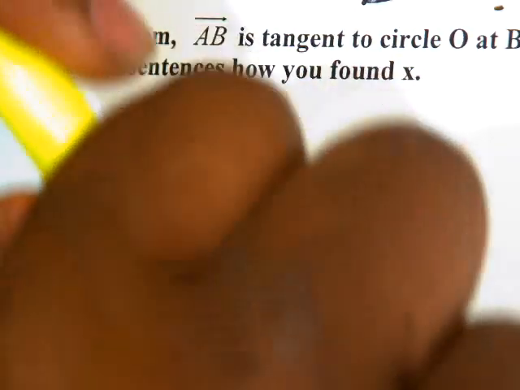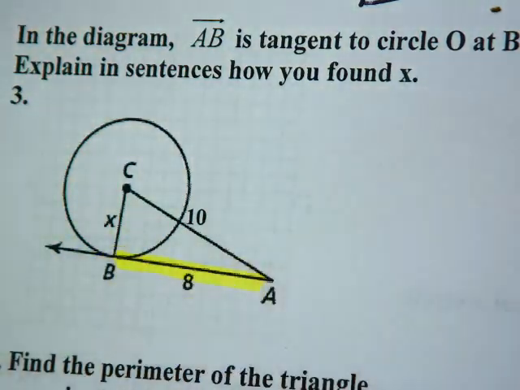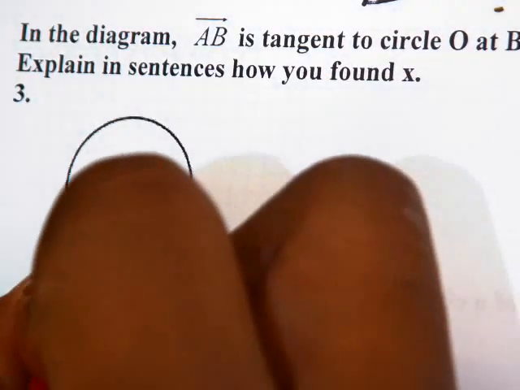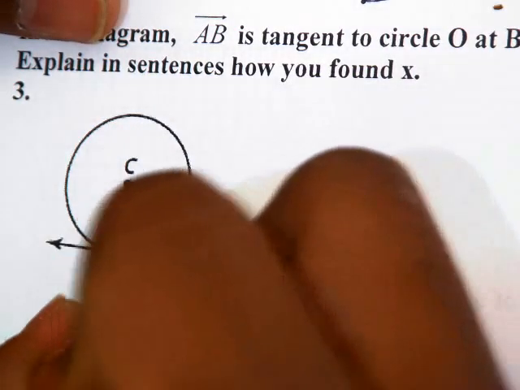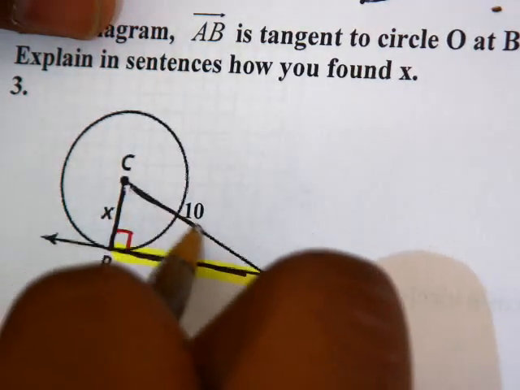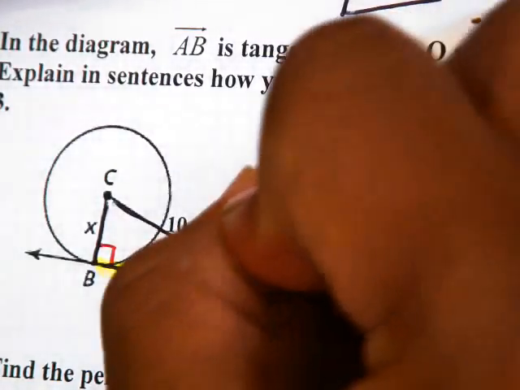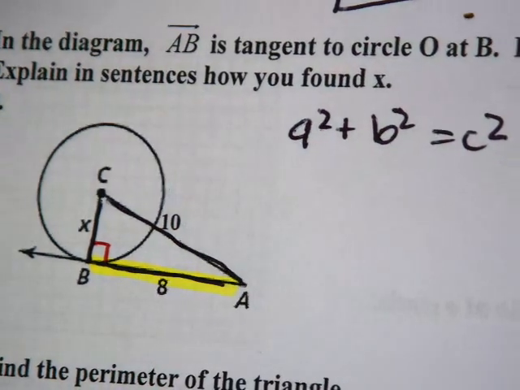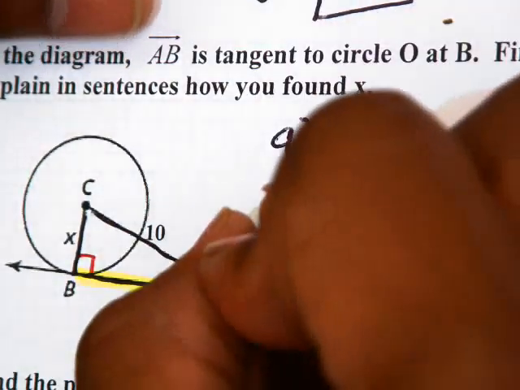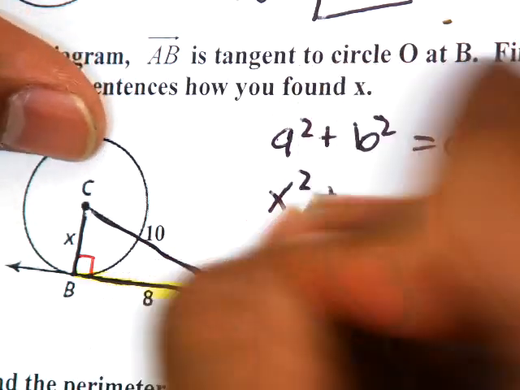So number 3, still dealing with tangents. The line AB is tangent to that circle. So this is the tangent line. That means this angle right here, angle B, is a right angle, 90 degrees. To solve for x, what got formed is a right triangle, so we're going to use the Pythagorean theorem: a squared plus b squared equals c squared.